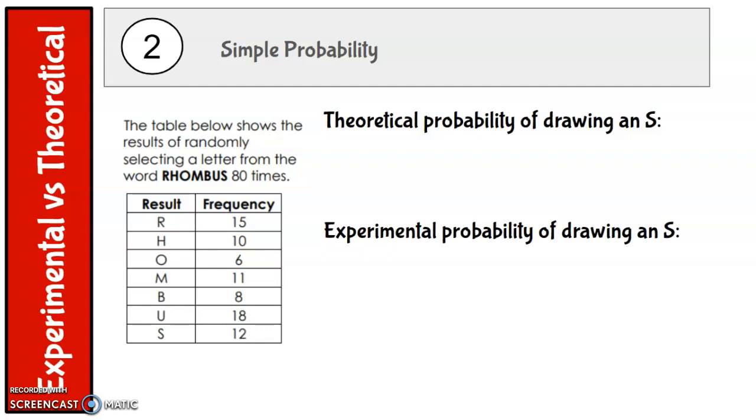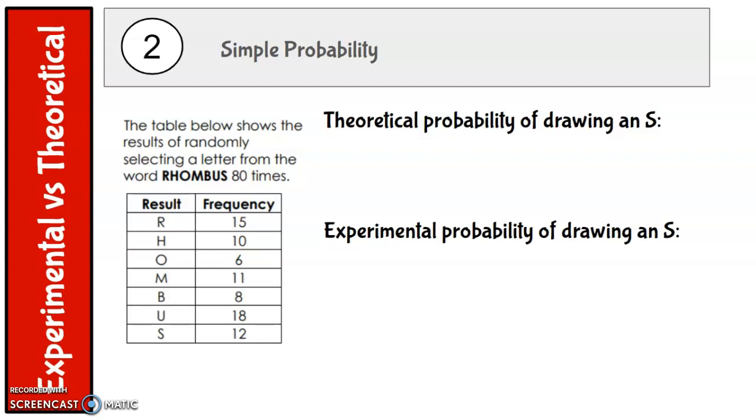The table below shows the results of randomly selecting a letter from the word rhombus 80 times. And this is called a frequency table. You can see that the R, they picked that 15 times. The U, they picked 18 times. The S, they picked 12 times.